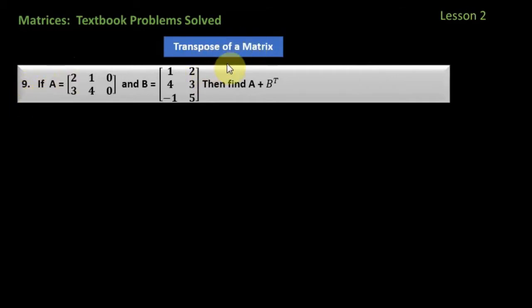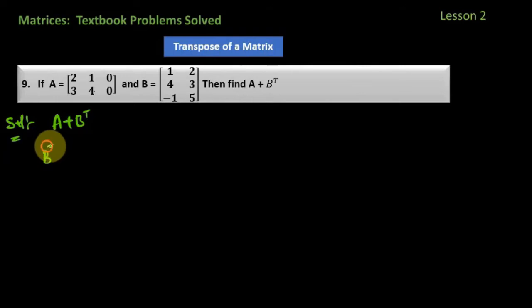Now we will do one problem based on the transpose of a matrix from your textbook. So problem number 9. Here he gave two matrices A and B, and he is asking us to find A plus B transpose. Solution. So first we need to find B transpose, then we'll do addition. We already did simple addition of two matrices in my previous video. If you have any doubts, go and watch that video first, right? So first we'll do B transpose.